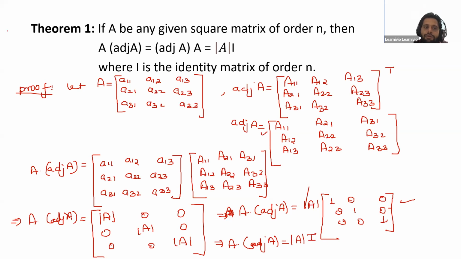And the same thing we needed to prove over here, that A into adjoint of A is equal to adjoint of A into A is equal to determinant into I. Okay. So I hope this is clear to everyone. Please note down this and let me know if anyone has a doubt. Then we will check the second theorem. Please note down this.